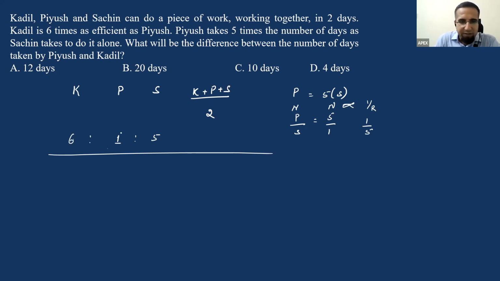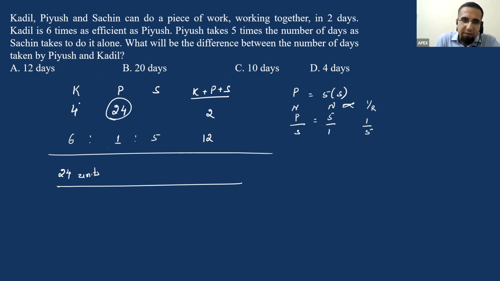So 6 plus 1 is 7, 7 plus 5 is 12. So this becomes 12. So 12 into 2, my total work now becomes 24 units. Clear? What will be the difference between the number of days taken by Piyush and Tadal? So this becomes 4 and this becomes 24. So the difference between the number of days is 24 minus 4, and your answer is going to be 20 days.